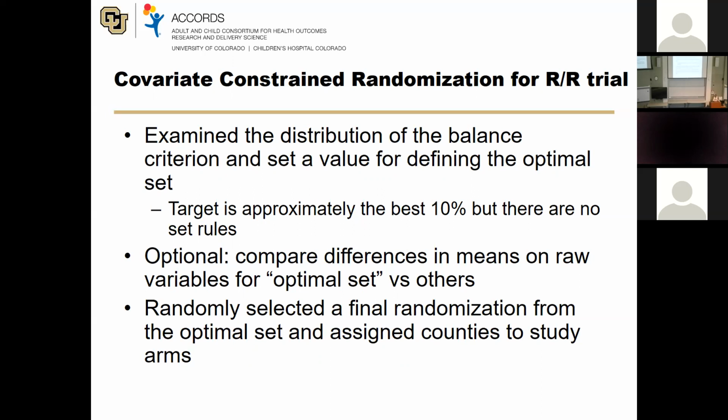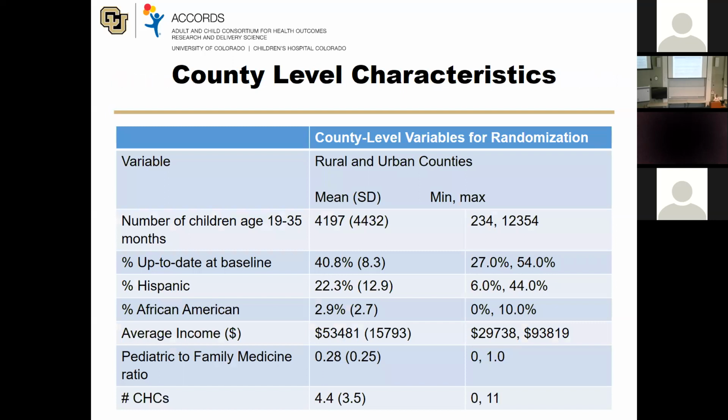At that point, if you're interested, and we did this, you can compare differences in means on raw variables for the optimal set versus others, just to show that the procedure worked, and I have that here. And then we randomly selected a final randomization. So here we have rural and urban counties combined, and information on the variables that we used in the procedure.